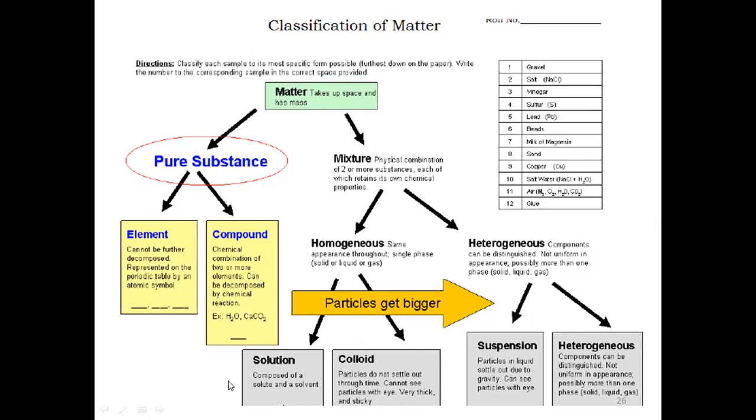For the colloid, the difference between all these four is just based on the particle size. If the particle becomes bigger, then it will convert into a colloid. The particles do not settle out over time, and you cannot see the particles with the eyes, but these are very thick or sticky as compared to the solution. It will be clear from the examples. One example of a colloid is milk.